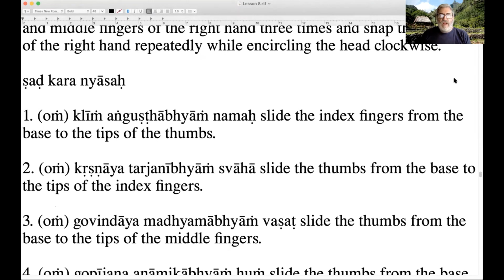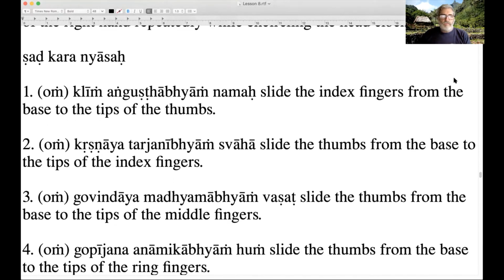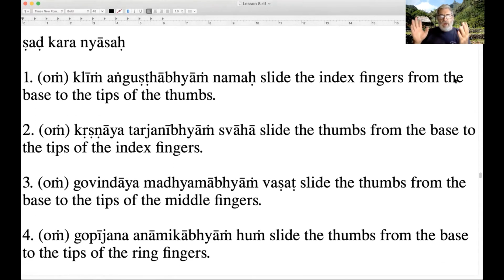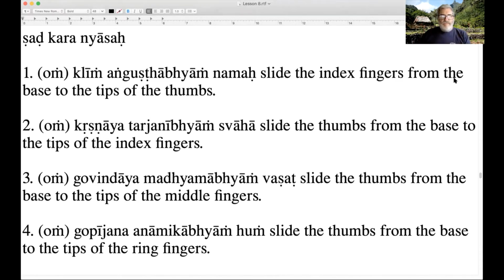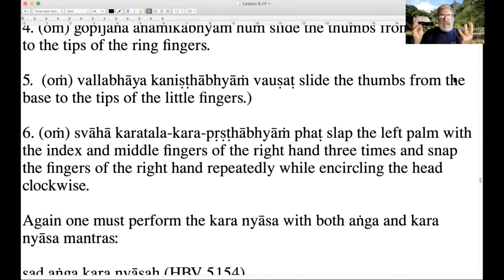And now we come to the Karanyasa version. So that was the Anga Nyasa version, the version on the limbs of the body, and secondly we're going to have it on the hands, on the fingers in the hands. So we have Om Klim Angushthabhyam Namaha, Om Krishnaya Tarjanibhyam Swaha, Om Govindaya Madhyamabhyam Vashat, Om Gopijana Anamikabhyam Hum, and Om Vallabhaya Kanishthikabhyam Vaushat.